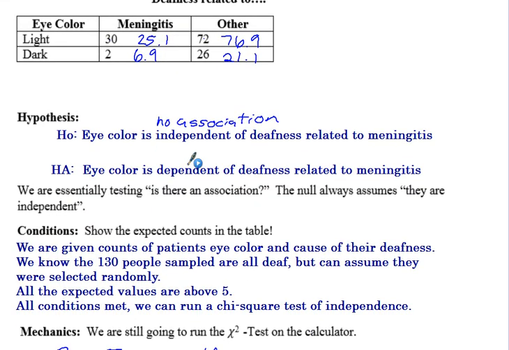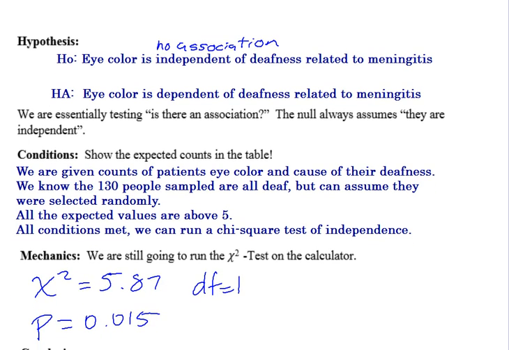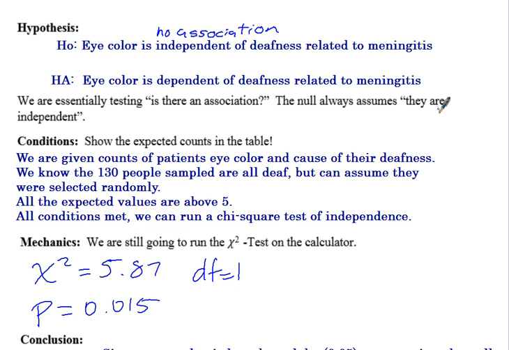For the hypotheses here, our null and alternate, we would say that eye color is independent of deafness-related meningitis, or that eye color is dependent. Another way you can say it is eye color has no association to deafness-related meningitis, or eye color has an association. Instead of dependent, you could also say not independent. So there's a lot of different ways you might see this. The only reason I bring that up is because it sometimes comes up on multiple choice questions. The wording's a bit different, but again, we are testing, is there an association?